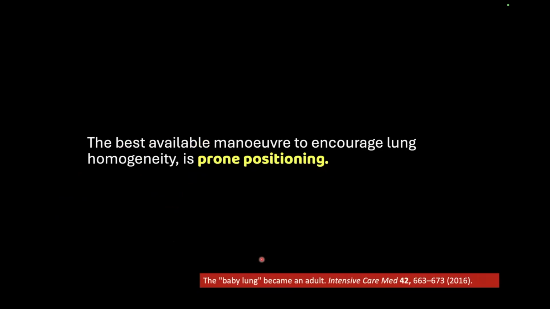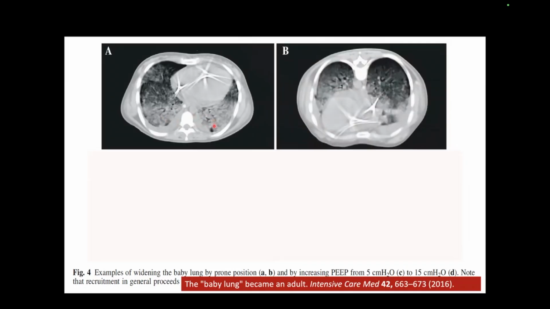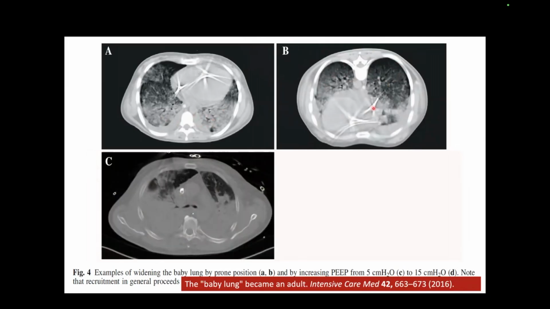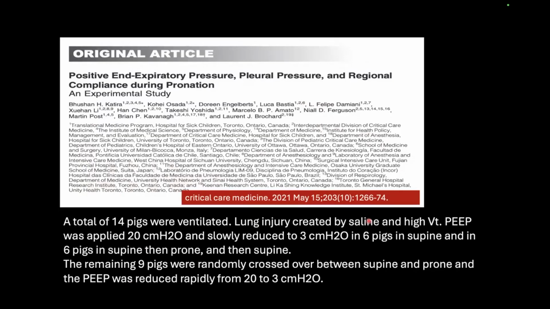So the best available maneuver is prone positioning. Like in this presentation, we can see in supine positioning, a lot of atelectatic alveoli in the dorsal part, and after giving prone positioning for 16 to 18 hours, you can see all the atelectatic alveoli are almost open and well aerated. In another example, you can see completely atelectatic alveoli at the dorsal part in severe ARDS at a PEEP of 5. And when you increase the PEEP to 15 centimeters of water, still you can see hardly any alveoli opening. So proning is actually more efficient than even applying very high PEEPs to open the alveoli and create alveolar recruitment.